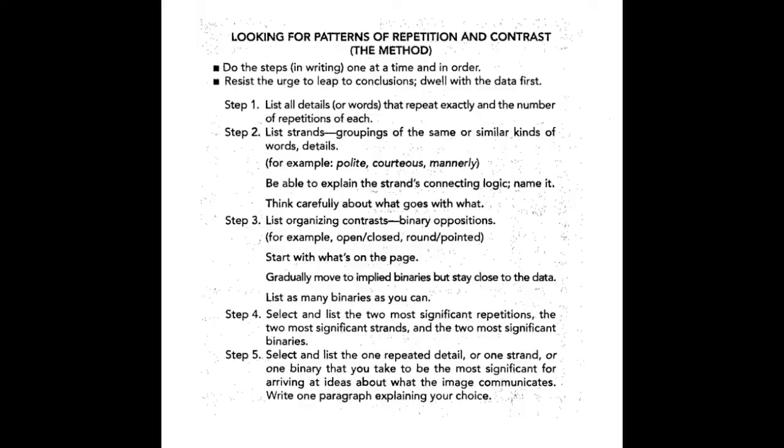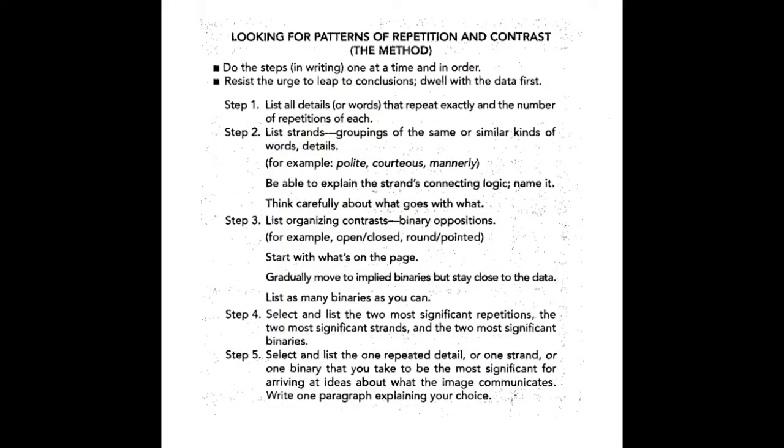Step 4, select and list the 2 most significant repetitions, the 2 most significant strands, and the 2 most significant binaries. So steps 1 through 3, you're going through the work, and I'm going to be highlighting. You're searching for these patterns. You're searching for first repeated words, then words that maybe are not exactly the same, but they mean similar things, and then contrasting. So words that mean exactly opposite of each other.